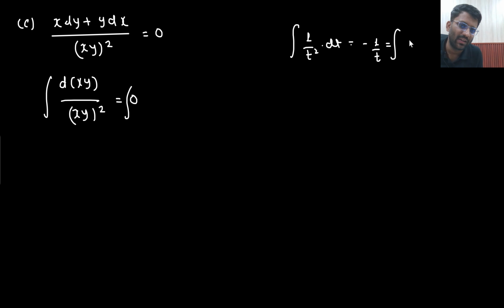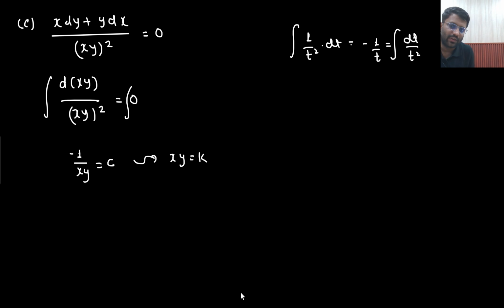If I write dt by t square, what answer will I get? Minus 1 by t. What is the integration of 1 by t square? Sir, the integration of 1 by t square is nothing but minus 1 by t. Similarly it is dt by t square. So it comes out to be minus 1 by xy equals a constant. So from here, what are you getting? xy equals some constant value k. That's it. Again the same answer you are getting.